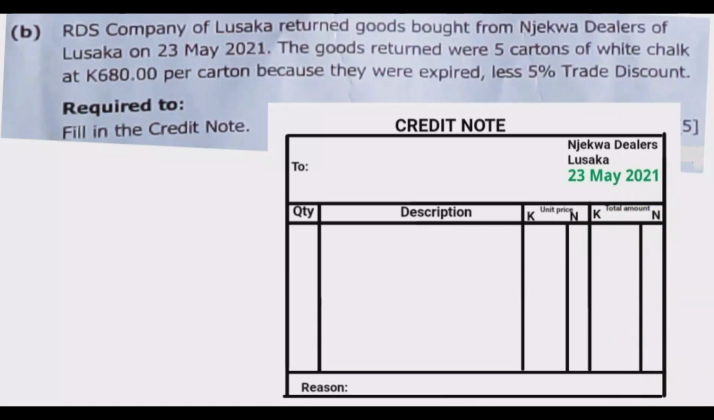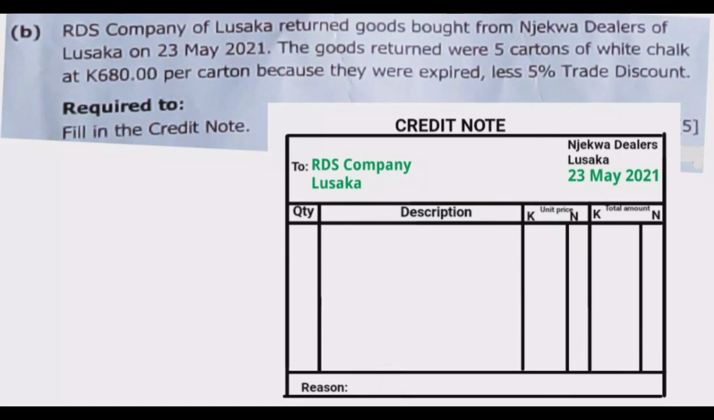Then we come to 2. Where is this going to? This one is going to a company which is RDS Company, which is also in Lusaka. Okay, so now we have filled in those. Now we go on and fill in the details down here.